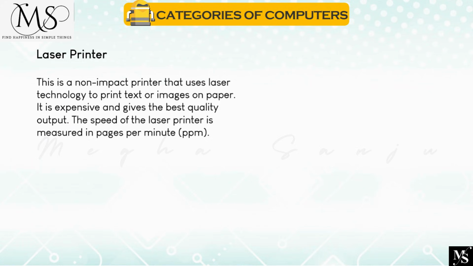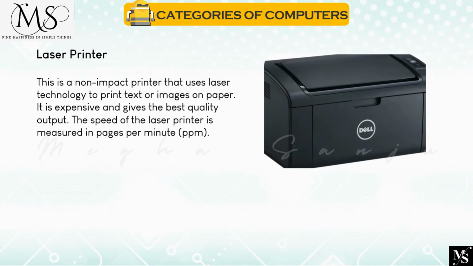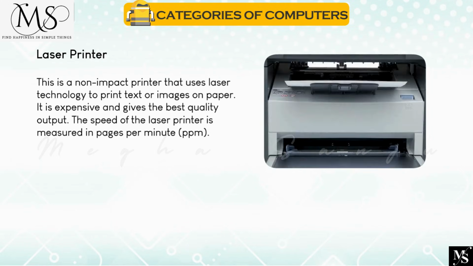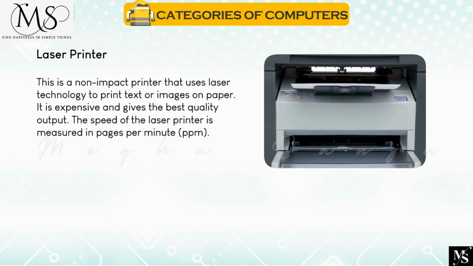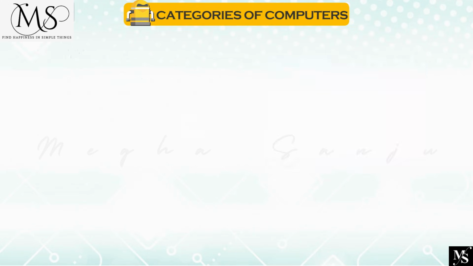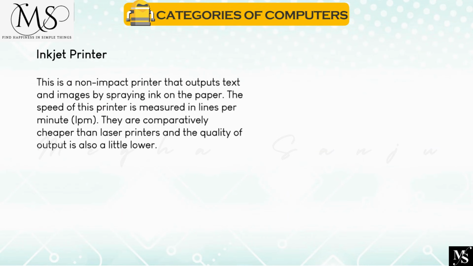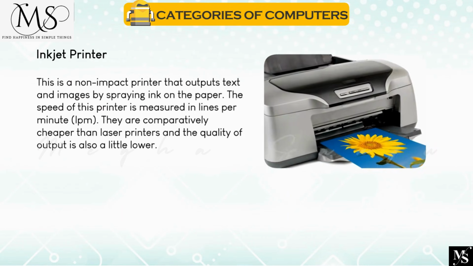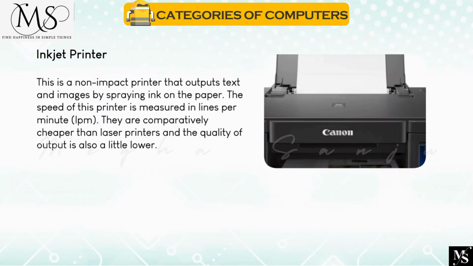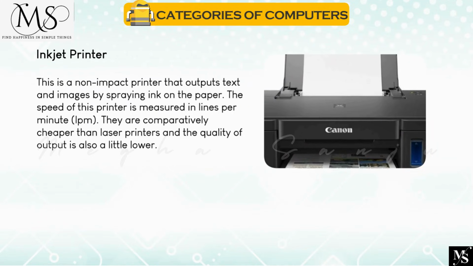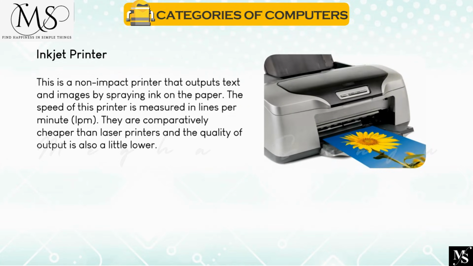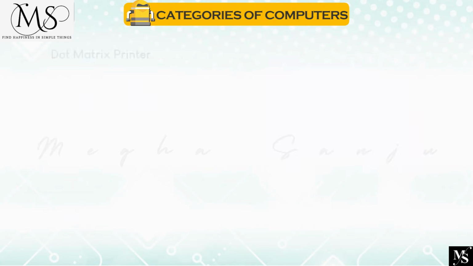Laser printer. This is a non-impact printer that uses laser technology to print text or images on paper. It is expensive and gives the best quality output. The speed of the laser printer is measured in pages per minute, ppm. Inkjet printer. This is a non-impact printer that outputs text and images by spraying ink on the paper. The speed of this printer is measured in lines per minute, LPM. These are comparatively cheaper than laser printers and the quality of output is also a little lower.